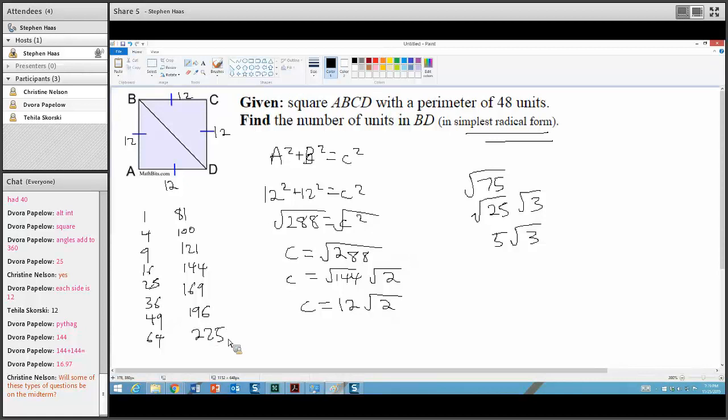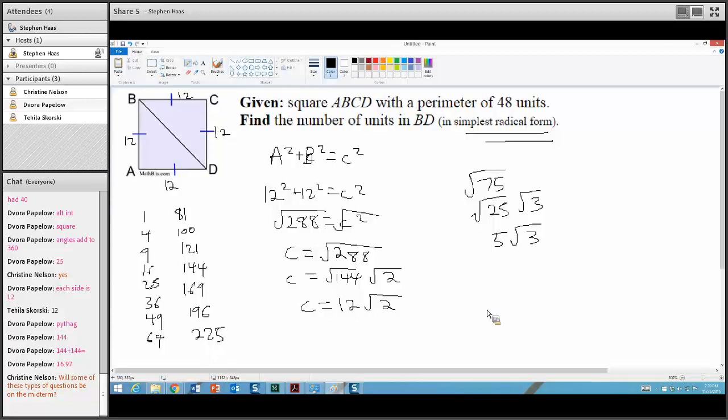But when doing these kinds of problems, it helps to remember what the perfect squares are. Really these are just 1 squared is 1, 2 squared is 4, 3 squared is 9, all the way up to 15 squared. That helps with these sorts of problems.